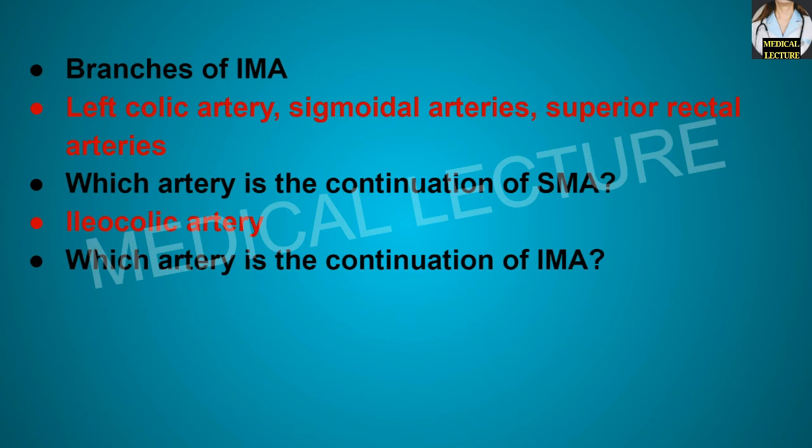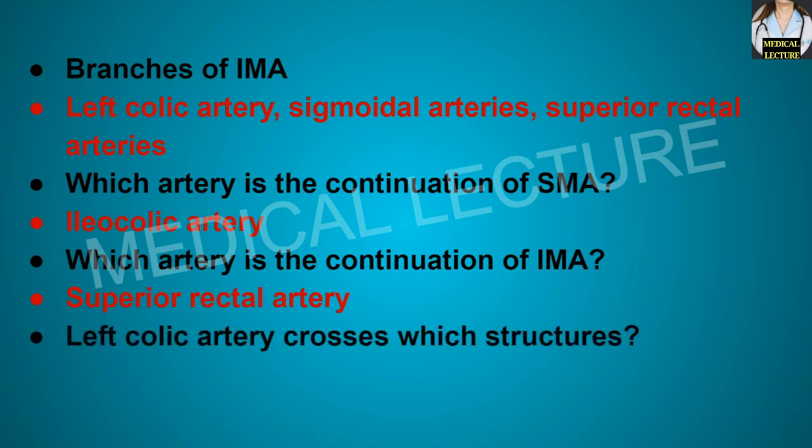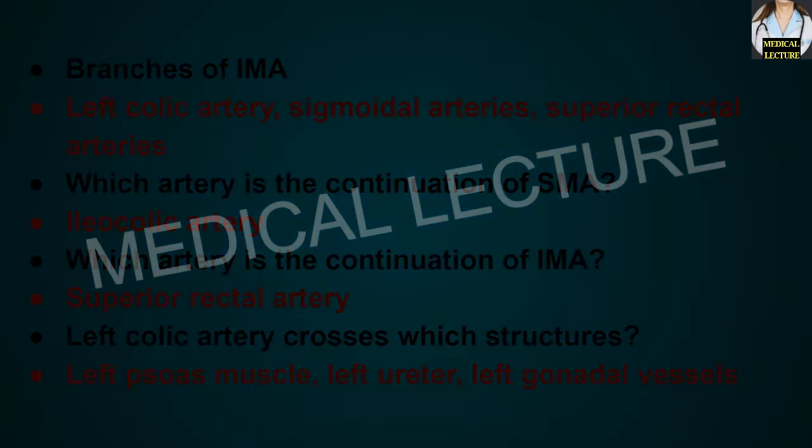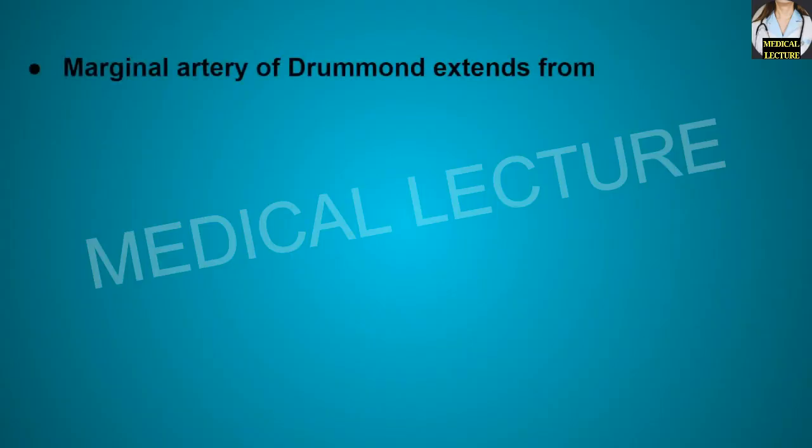Which artery is the continuation of the inferior mesenteric artery? It is the superior rectal artery. The left colic artery crosses which structures? It crosses the left psoas muscle, left ureter, and the left gonadal vessels. The marginal artery of Drummond extends from the ileocecal to the rectosigmoid junction.